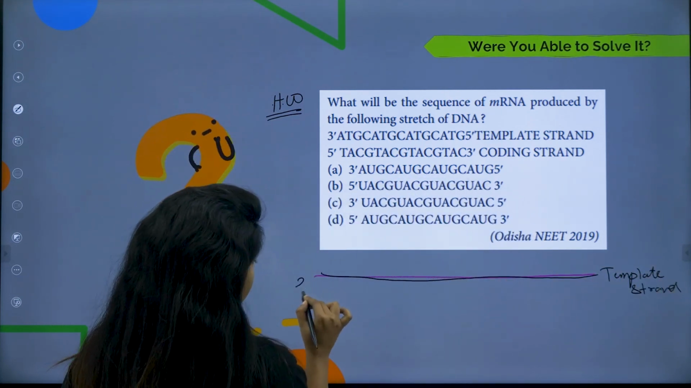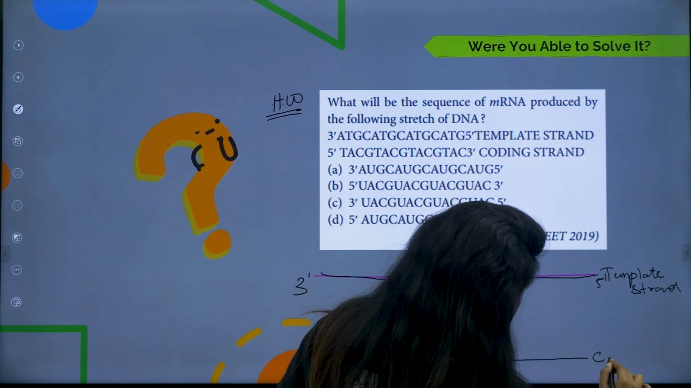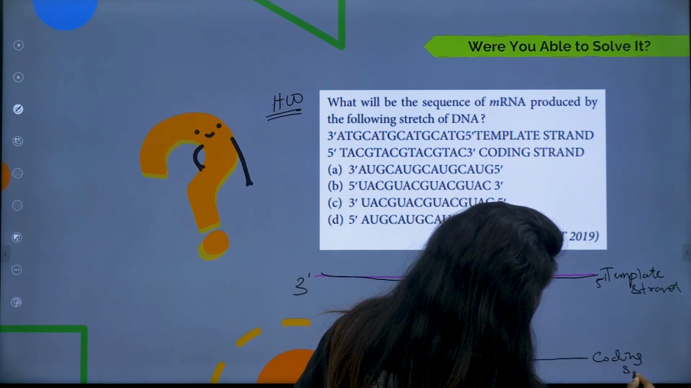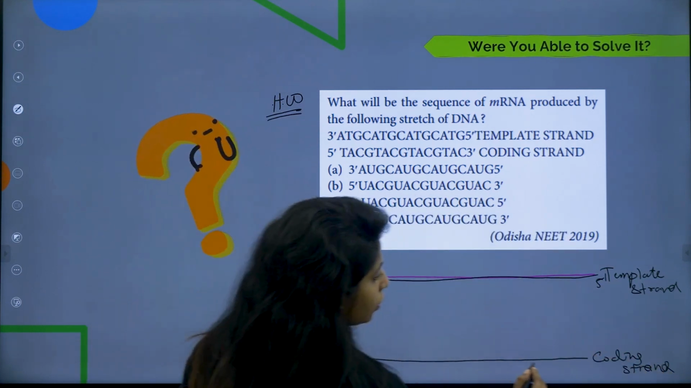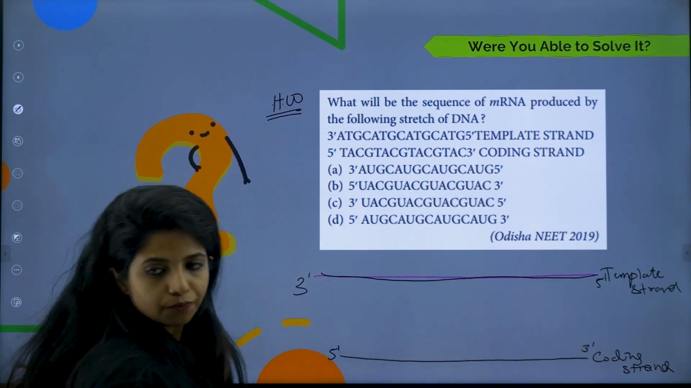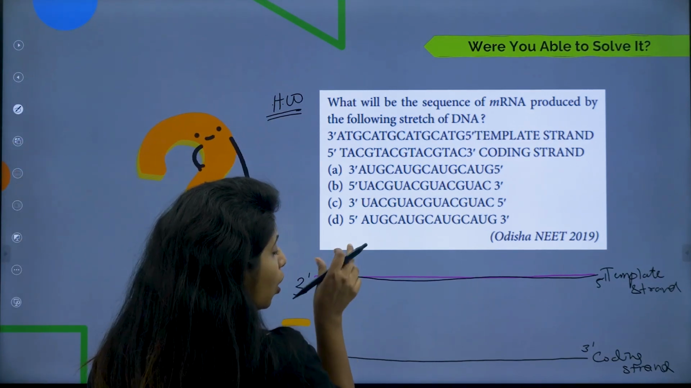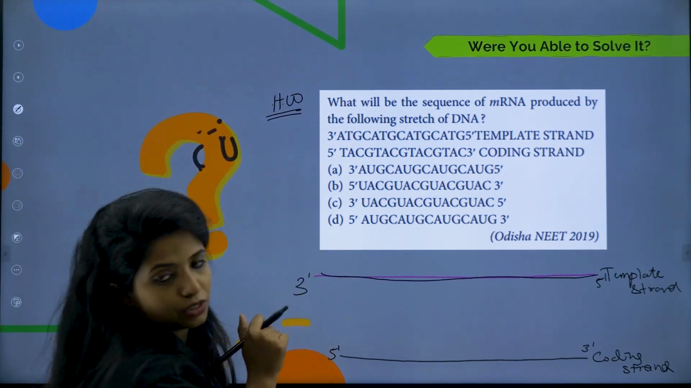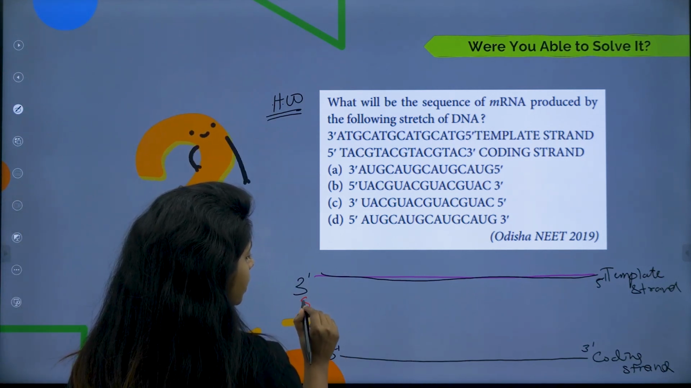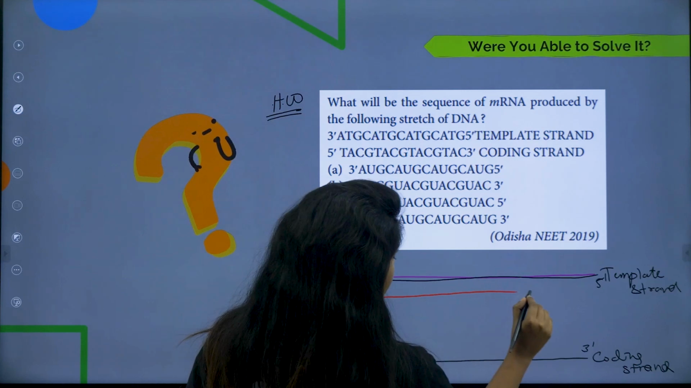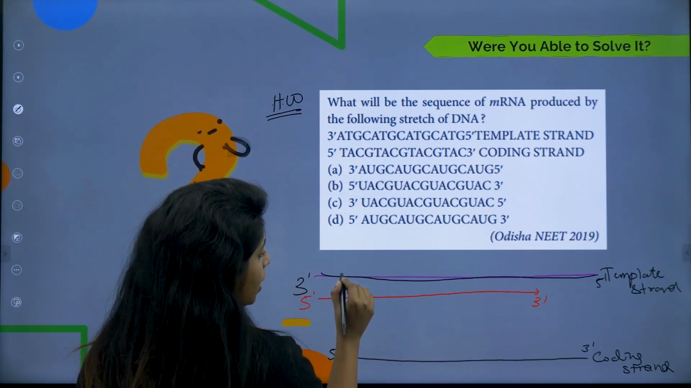This is in 3' to 5' direction, and there will be a coding strand over here. This will be in 5' to 3' direction. Now the new mRNA will be made on the basis of the template strand. Why? Because RNA polymerase can only make things from 5' to 3' end. So this will be the mRNA that will be formed.